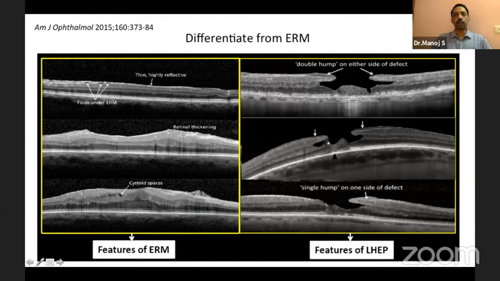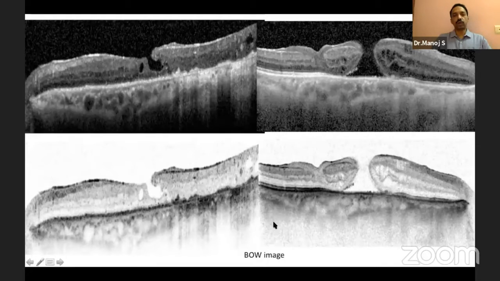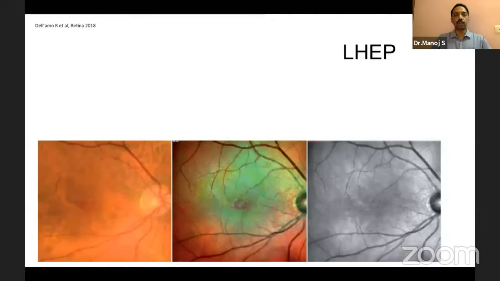They are seen around lamellar macular holes predominantly, and sometimes you can even see these deposits within the lamellar macular hole. And often they do not have any underlying tractional folds or cystoid changes. In practice, what I do is I look at these black on white images. This is very useful to differentiate epiretinal membrane from LHEP. The ERMs appear as these black, reflective lines, whereas LHEP appear as fleshy gray lesions. So this is a very useful way to differentiate this on the imaging.